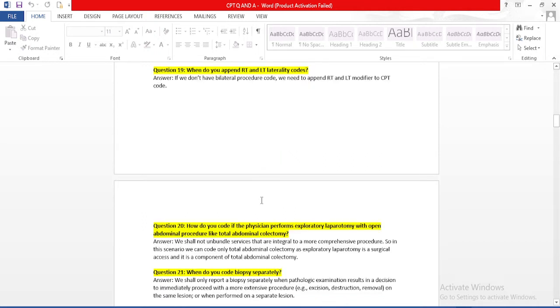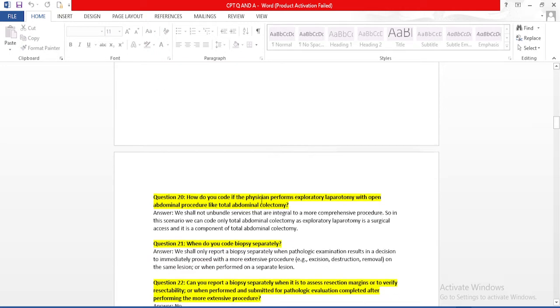Next one, when do you append RT and LT laterality modifiers? If you don't have a bilateral procedure code, we need to append the RT and LT modifiers to the CPT code. If you have a bilateral code, we don't need to add RT and LT. We can add the 50 modifier.